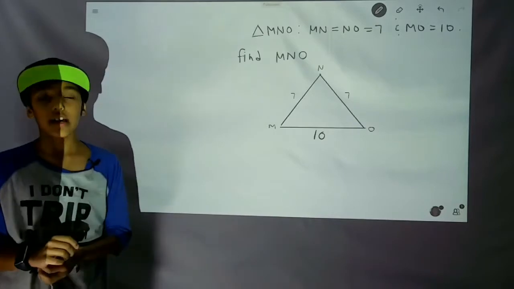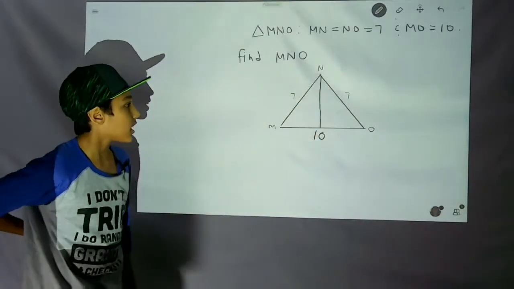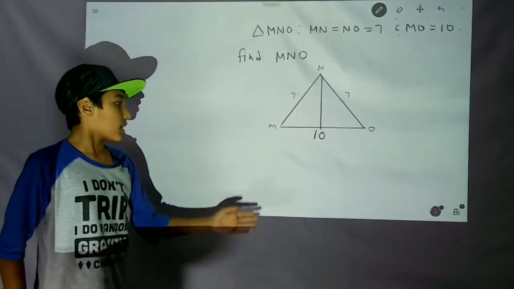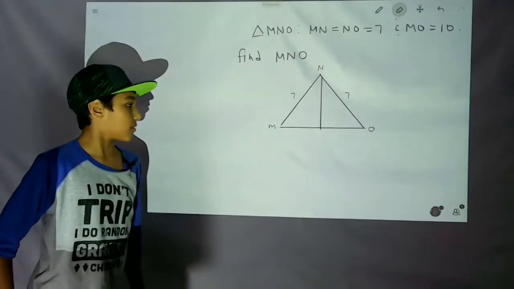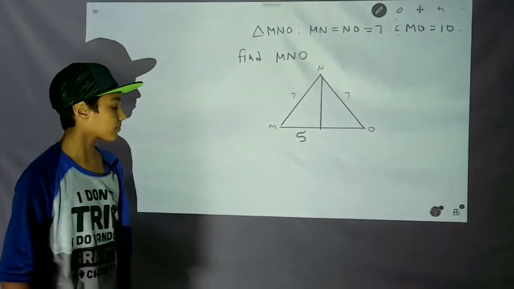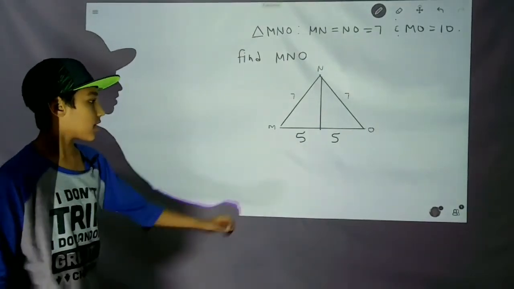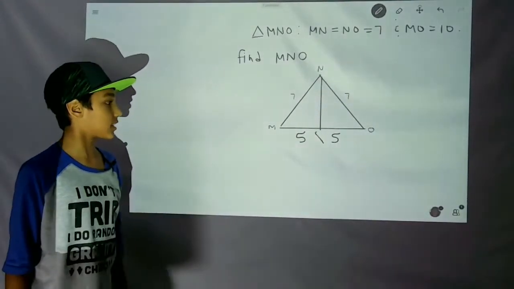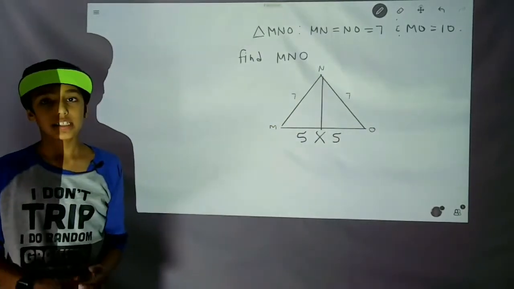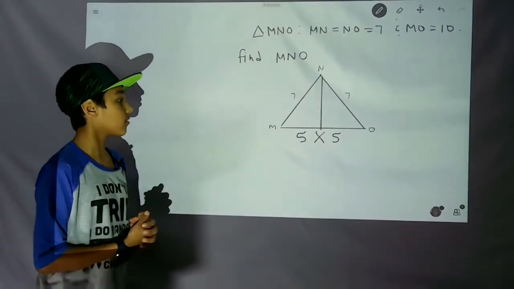So to do that, we need the height. So we put a line in the middle here, and that will be the height. And since we put that line in the middle, we split this here, so erase the 10, and we put a 5 on both sides. And we call this point here x. So we're trying to find nx to find the area, which finds m and o.